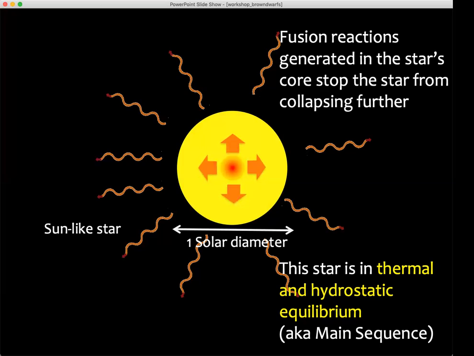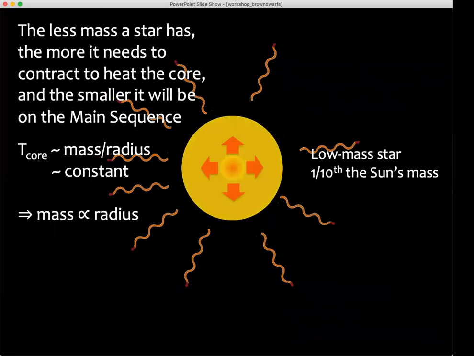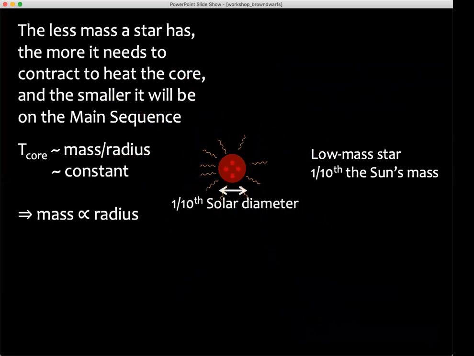Okay. So this would be something like the sun, right? It shrinks down to about the size of the sun, and it finds its way into this main sequence balance here. Now, if we have less mass, so let's say we have 1/10 of the mass, remember that gravitational potential energy is GM squared over R, so it depends on mass. So if I start with less mass, I'm going to have to shrink this object down more to get to the same temperature.